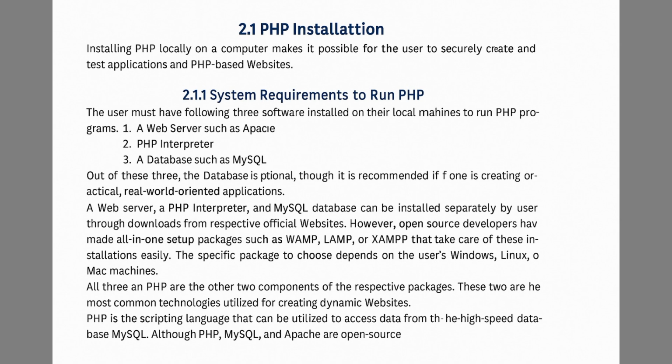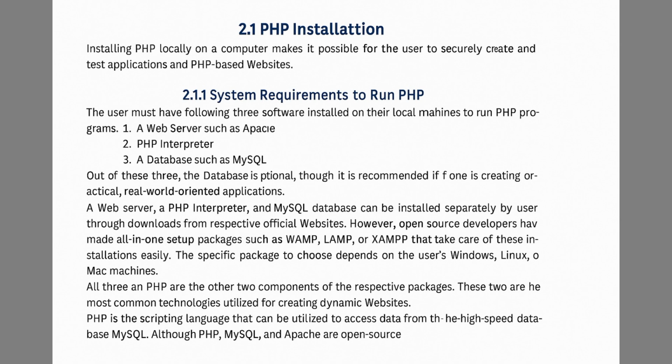You can install each of these components separately from their official websites, but that can be time-consuming and sometimes complicated for beginners. To make the process easier, open-source developers have created all-in-one software packages such as WAMP, LAMP, and XAMPP. These packages automatically install PHP, Apache, and MySQL together in one setup, saving time and ensuring proper configuration. The package you choose will depend on your operating system. WAMP for Windows, LAMP for Linux, and XAMPP for any platform including Mac OS.